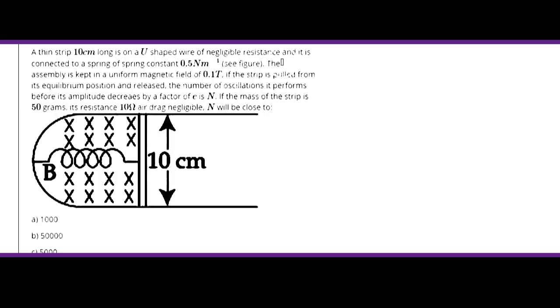Okay, we can see the figure. Now the assembly is kept in a uniform magnetic field of 0.1 Tesla and the strip is being pulled from its equilibrium position and it is released. The number of oscillations it performs before its amplitude decreases by a factor of e is given as N, and the mass of the strip is 50 grams, and its resistance is 10 ohm.